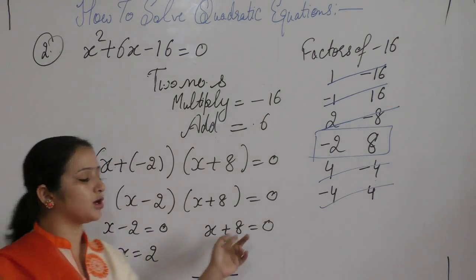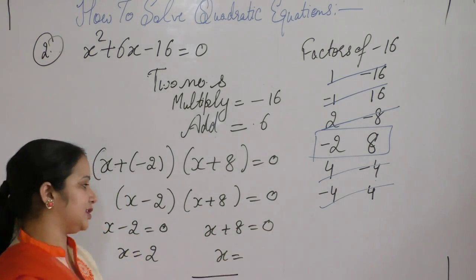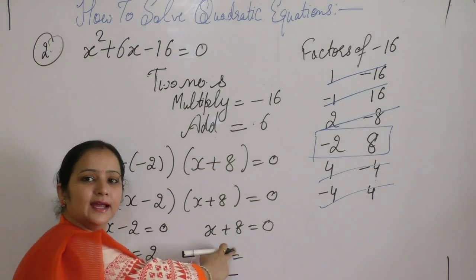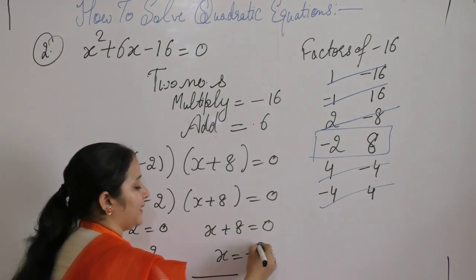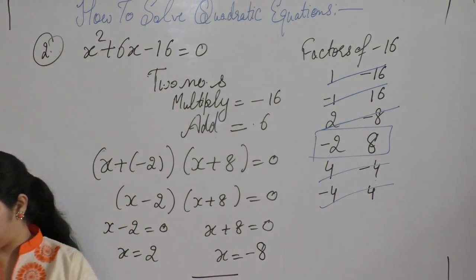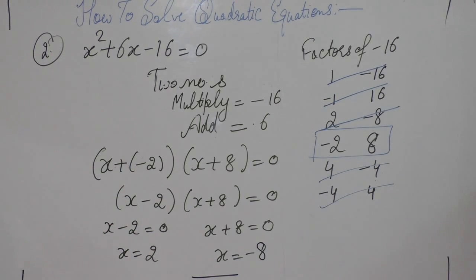x + 8 = 0. When 8 goes on the right hand side, the sign will change, so it will become -8. So the factors are -8 and 2.